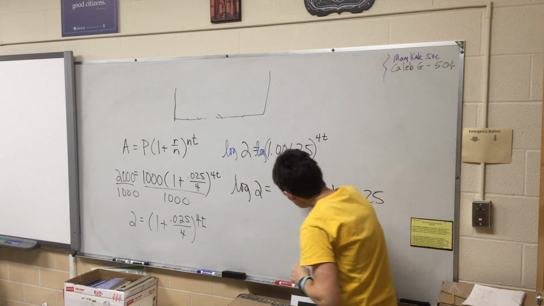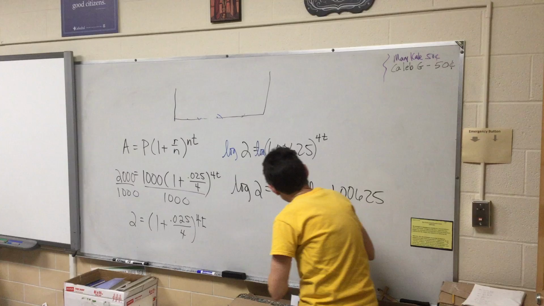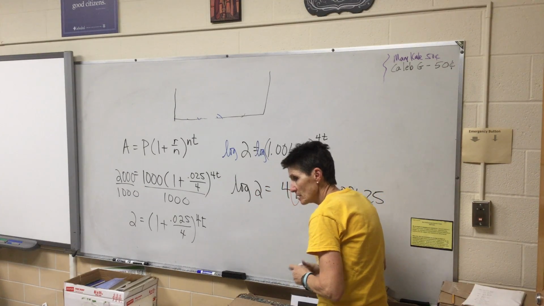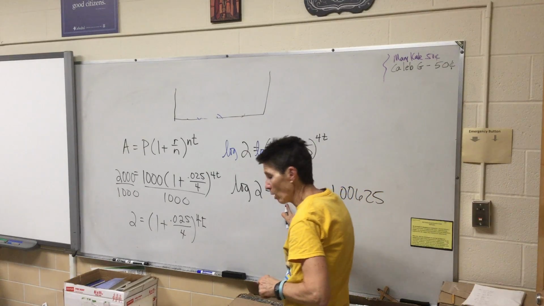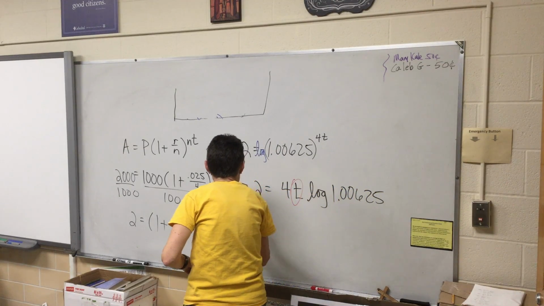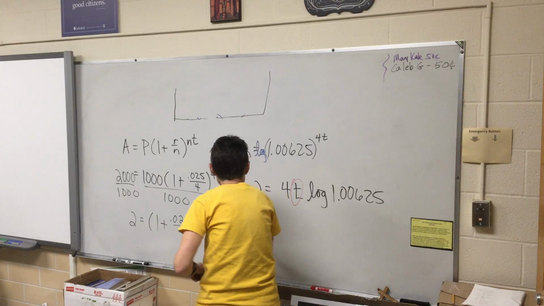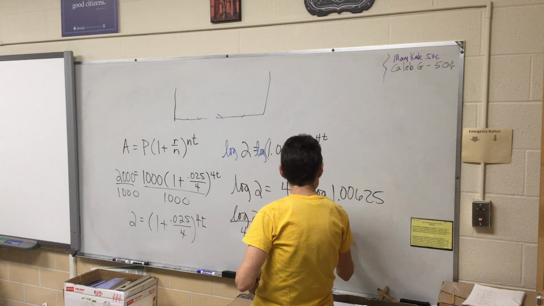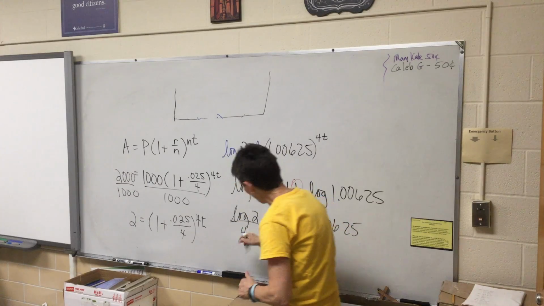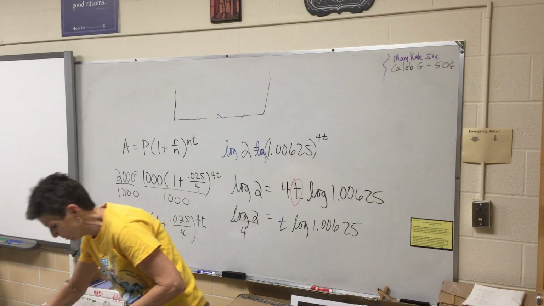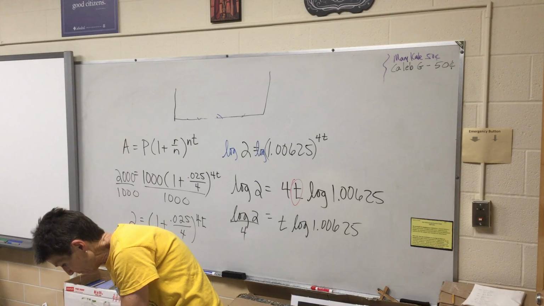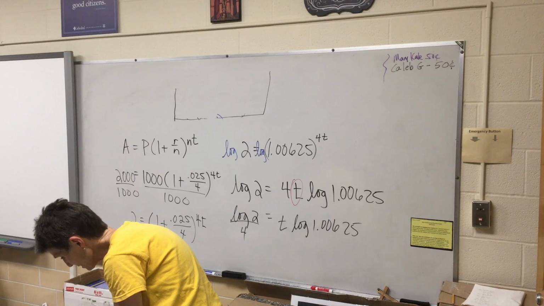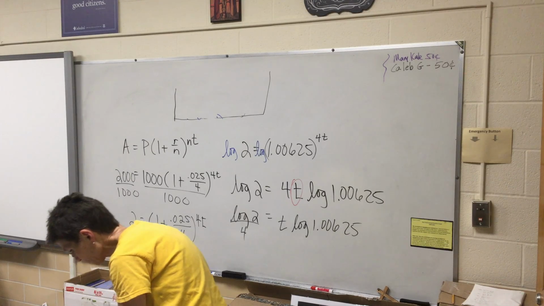Now, this is what I am solving for. Would you agree with me? So I got to divide by 4. So log 2 divided by 4 equals t log 1.00625. So I'm going to divide off the 4. I'm going to take my calculator. I'm going to have log 2, close parentheses, divided by 4.